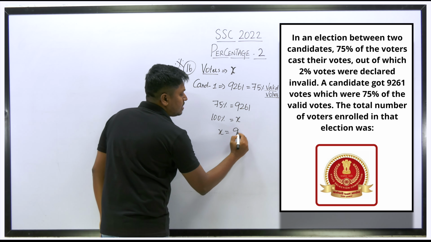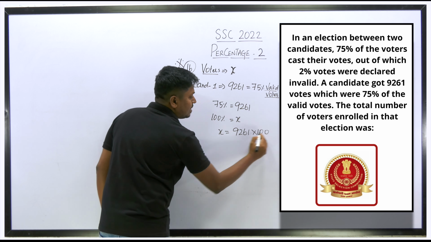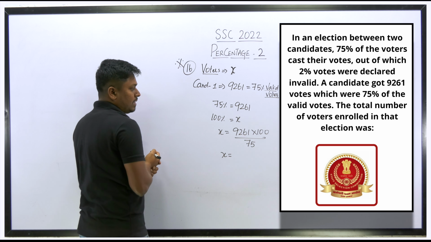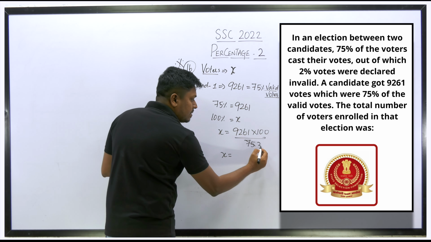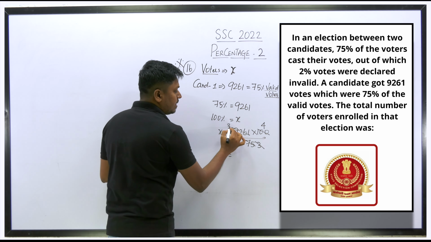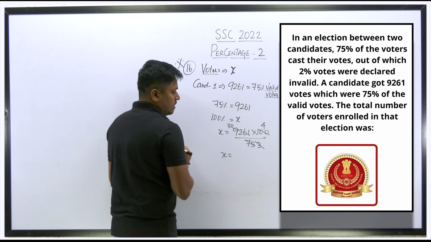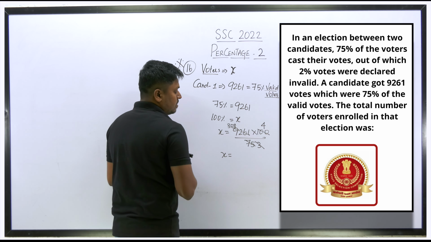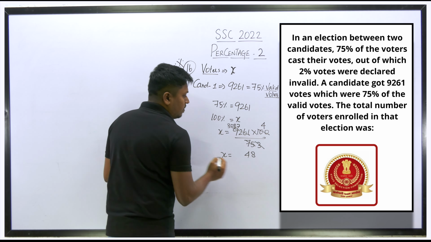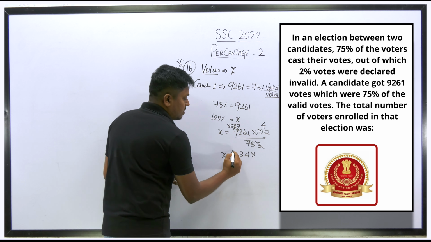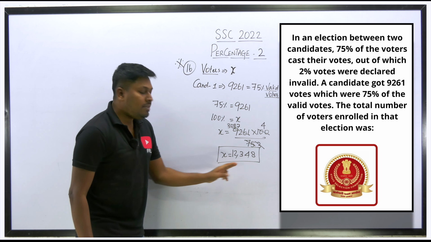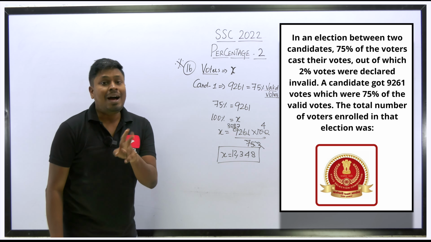So x will be 9261 into 100, divided by 75. So x is equal to, I think we can cancel it on the 25 table. 3 times, so this will be 4 times. Now cancel it on the 3 table. 3 3s are 9. 0, 8 3s are 24. The remaining will be 2, 7. 7 4s are 28, 2 is 34. So 3, so 12. So 12348. So 12348 will be the total valid votes.